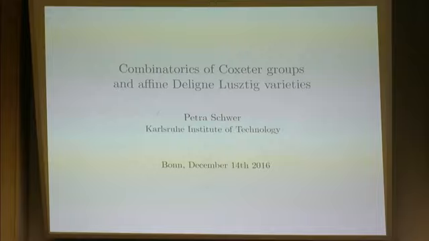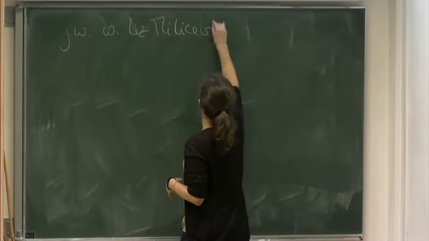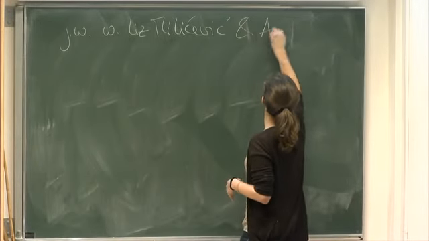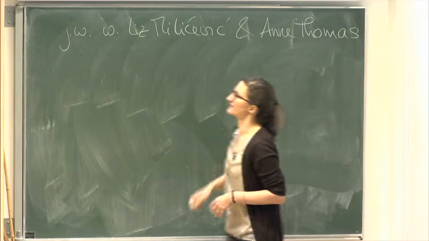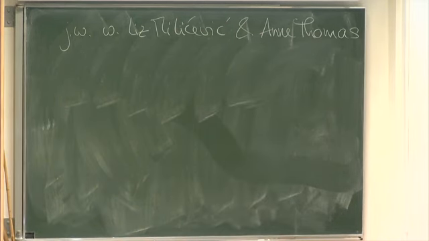Almost all I'm going to say today is joint work with Milicevic and Anne Thomas. I'm going to start with the geometric side, so talk about Coxeter groups first, and then introduce you to the Affine Deligne Lusztig varieties, kind of motivate what they are, and then show you how the combinatorics can be used to solve questions about these algebraic objects.